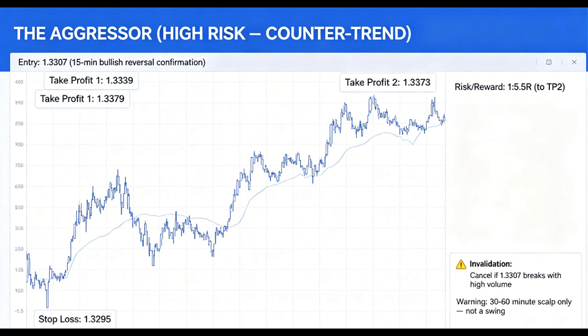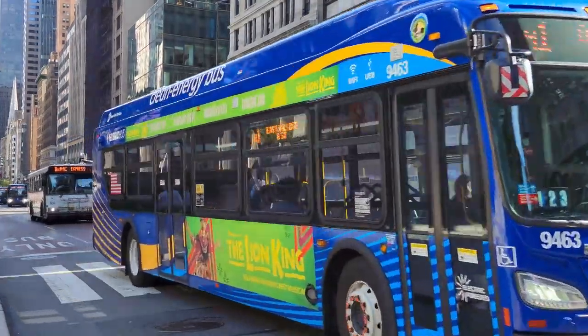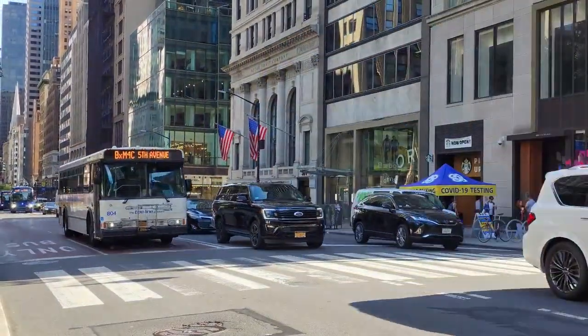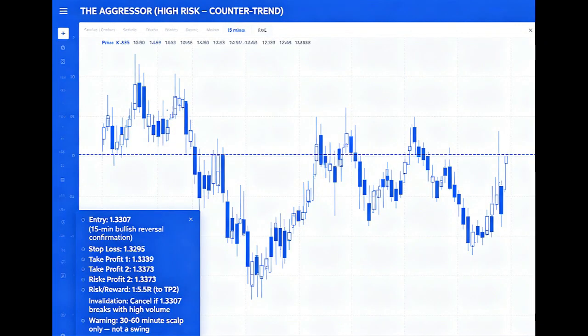Let's see who's aligned. The active trader, standard, entry. 1.3350, 1H close below after rejection at 1.3373 to 1.3405. Stop loss, 1.3420. Take profit 1, 1.3339, pivot, take partial. Take profit 2, 1.3307. Risk-reward, 1:2.5R, full position. Invalidation: void if 1H closes above 1.3410.